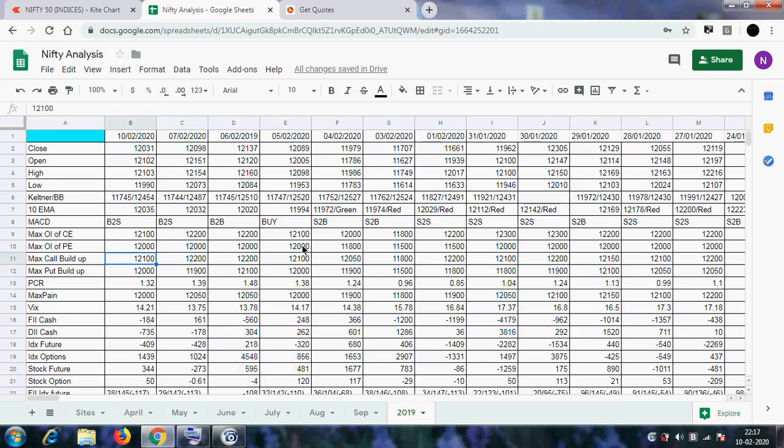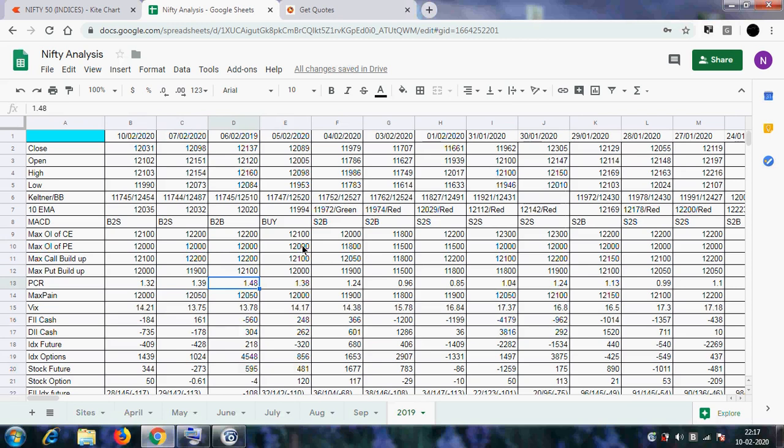Now it is shifted down, which is negative. If you see the put build up on Friday, it was happening at 11,900, and now it is at 12,000. So support has increased. That means we are getting in a kind of range bound situation, 12,000 on the lower side and 12,100 on the higher side. So put call ratio has decreased, which is again negative, 1.392.